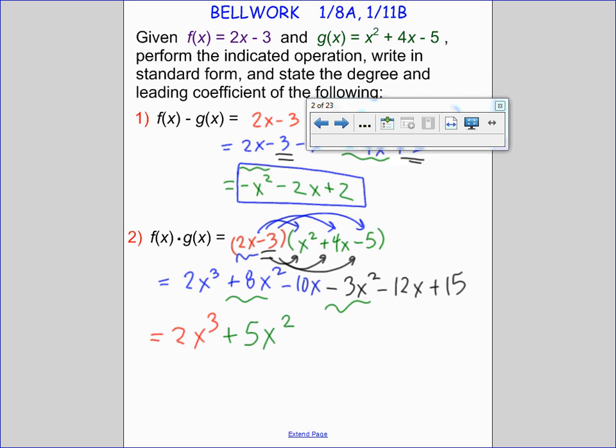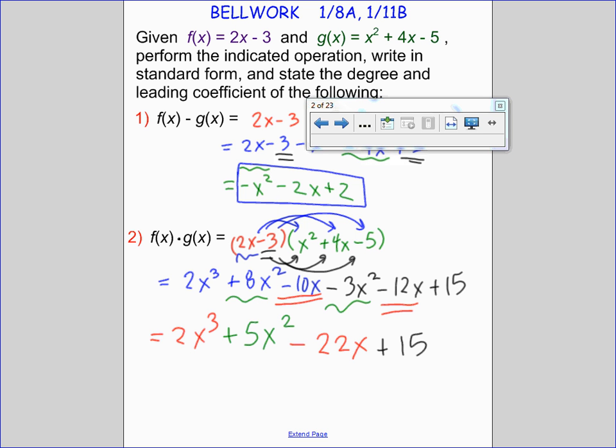10x and 12x. So I could also do 10x and 12x, and it looks like negative and negative. Overall, it's negative 22x. And that's everybody. Now we just have the plus 15 filling on the back side. That's not going to combine. Anybody raise your hand if you have 2x cubed plus 5x squared minus 22x plus 15.